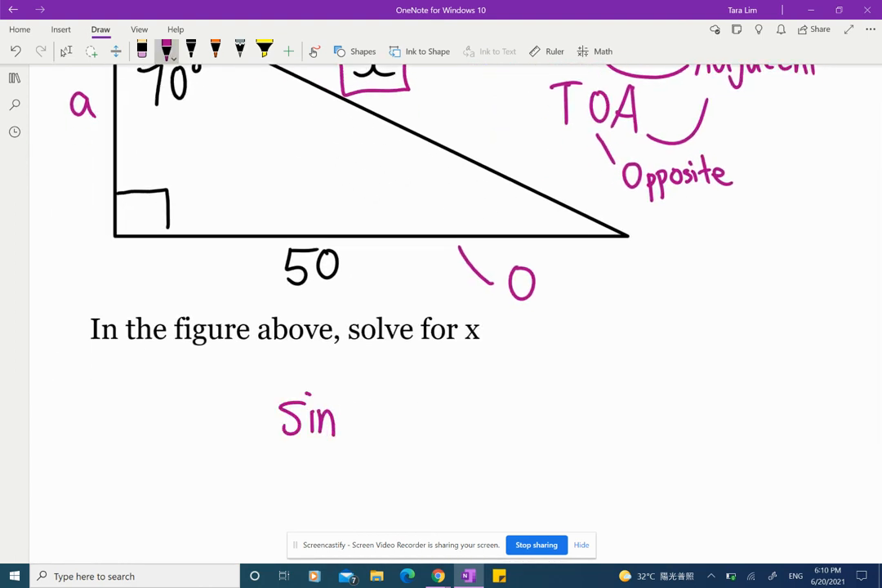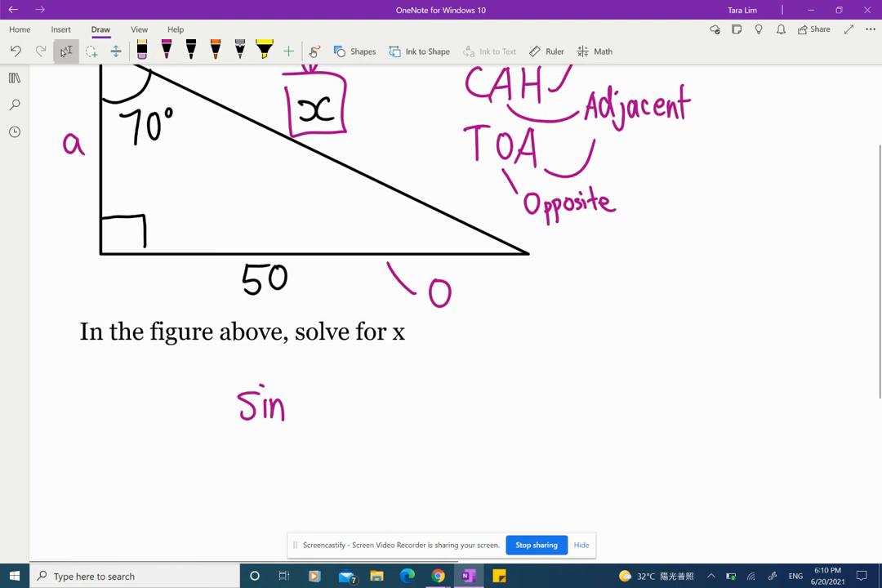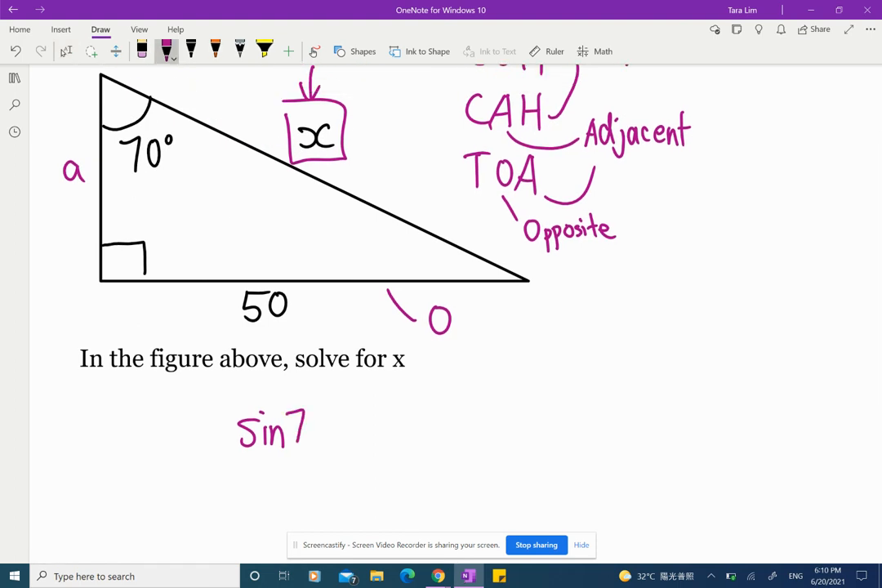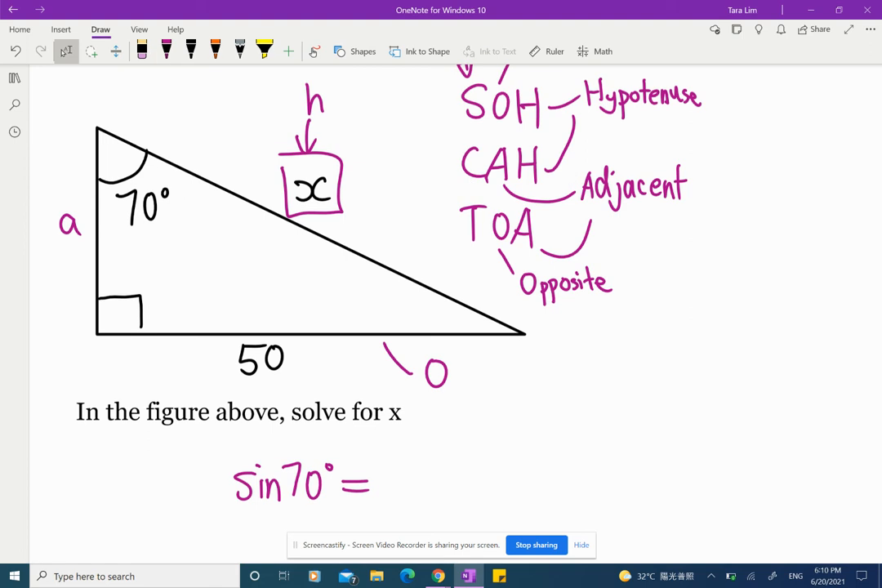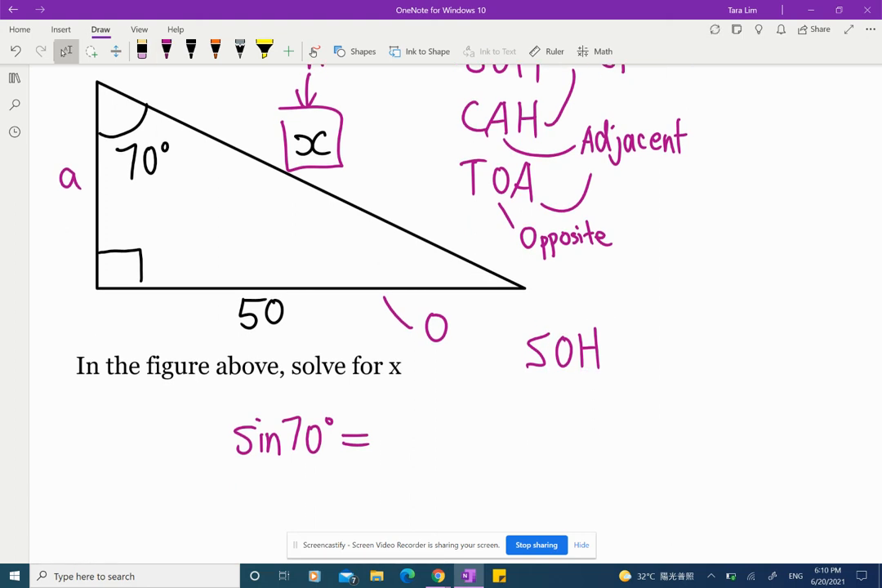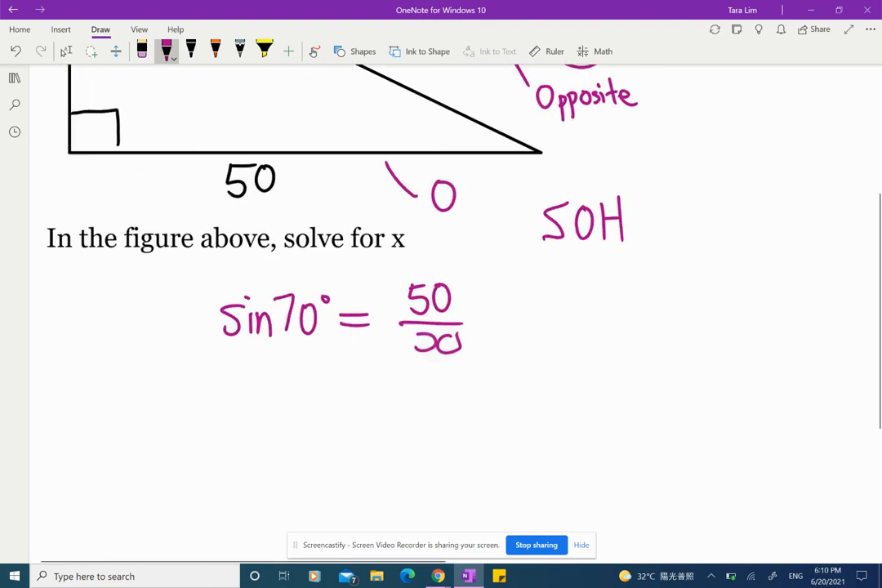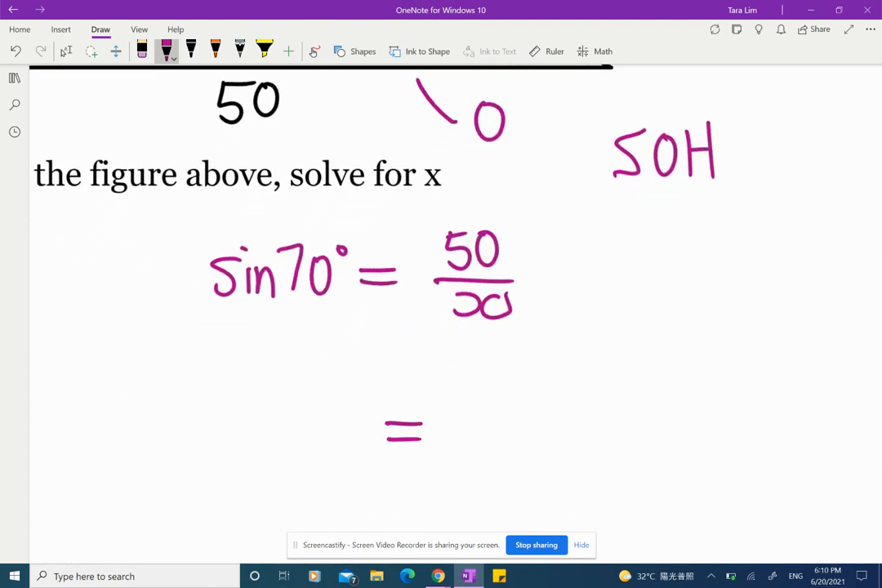So sin, sine. And when we do this sine, it is always 70 degrees. It is always the degree. Sine 70 equals what is SOH? Now SOH means O divided by H. So opposite, which is 50, divided by H, which is x. So now we just solve for x.